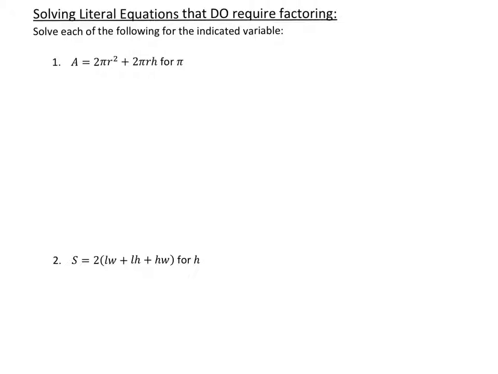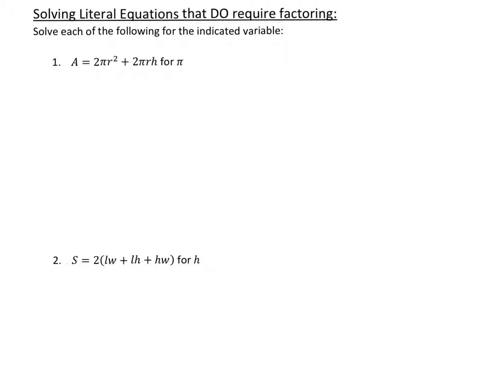Now, the reason why they're going to require factoring is because the variable you're trying to solve for occurs in more than one place in the equation. For example, in number 1, we're trying to solve for pi. But pi is in here in 2 pi r h, but it's also over here in 2 pi r squared. So the only way you can get those two pi's together into one is to factor it out as a common factor.